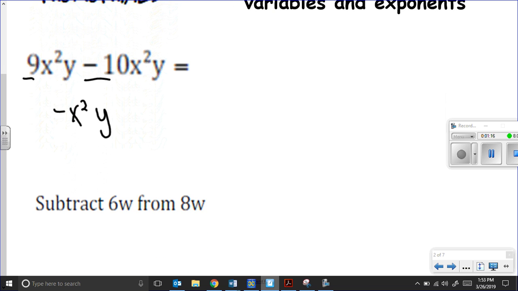For the second example, you want to subtract 6w from 8w. So remember we talked about we want to subtract 6w from 8w. We're going to start with 8w and then subtract 6w from it. And remember we got like variables with the same exponent, so we can just deal with the coefficients. So 8 minus 6 is 2, and we keep the w. Okay, so we just did practice with that.